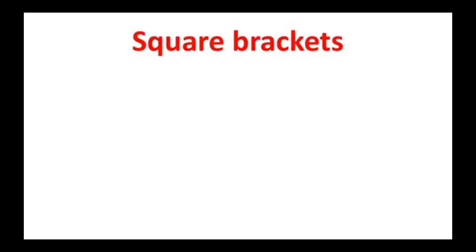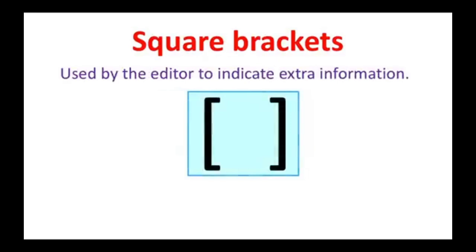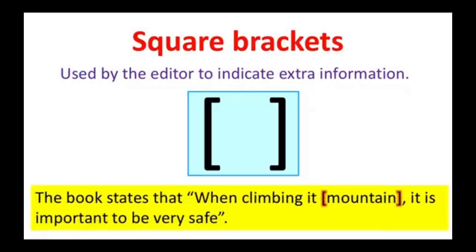Square brackets. Square brackets are used by the editor to indicate extra information. For example, the book states that when climbing it [the mountain], it is important to be very safe.